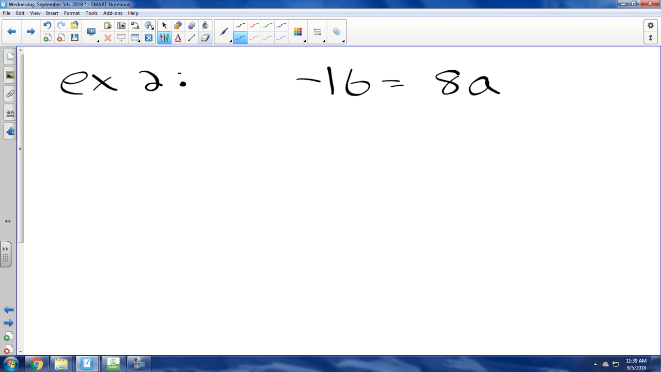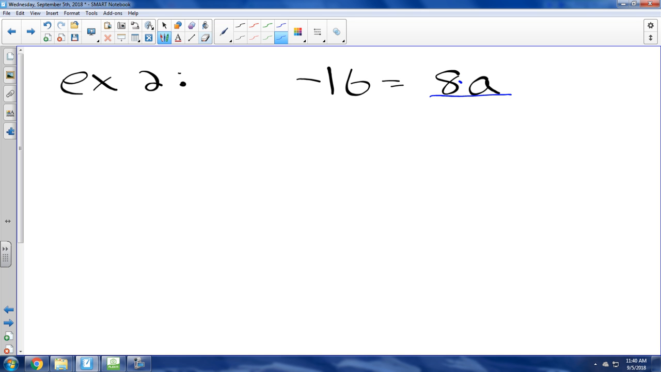So what's our goal? To get a alone, to get a equals a number. We want to know what a is, right? So what are we going to do to get a by itself? Right now, a is being multiplied or added or subtracted or divided. What's happening with the a right now, Tyler? Multiplying. Currently we have 8 times a. How can we get rid of a multiply by 8? What's the golden rule? If you multiplied by 8, how do you get rid of it?